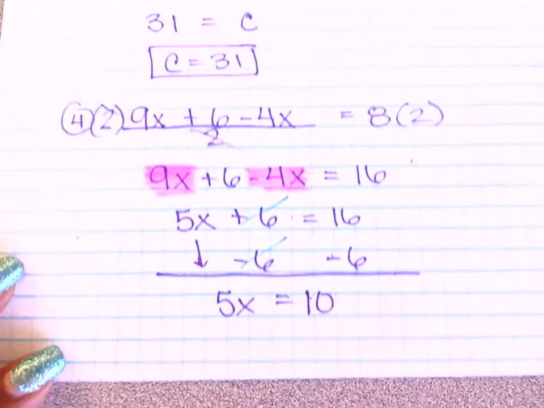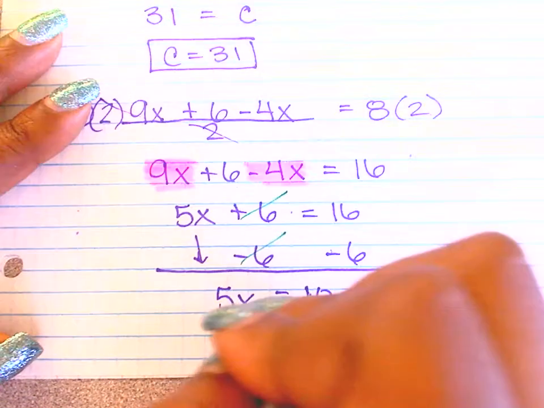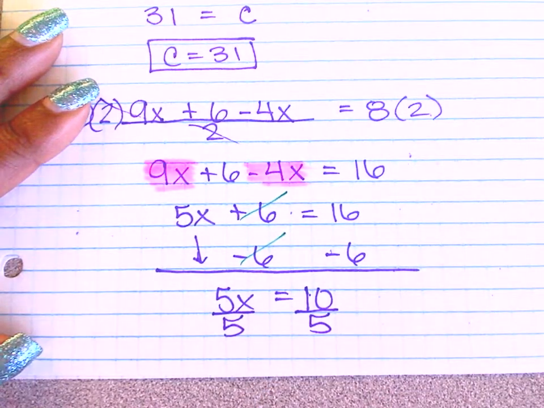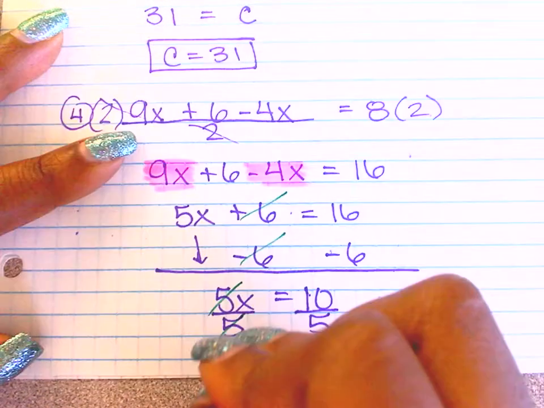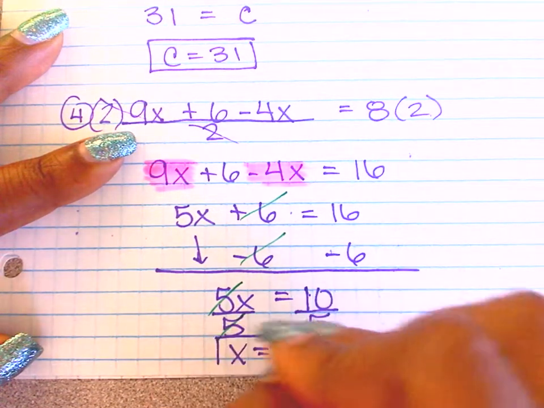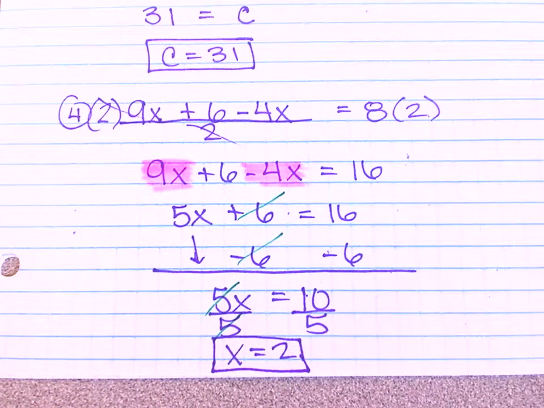So now to get x by itself, I need to divide by 5 on both sides. So I'm going to divide by 5 on both sides. My 5's cancel on that left-hand side. Make sure you're writing it down, everybody. And then x equals 10 divided by 5, which is 2. You can go ahead and swap it out.